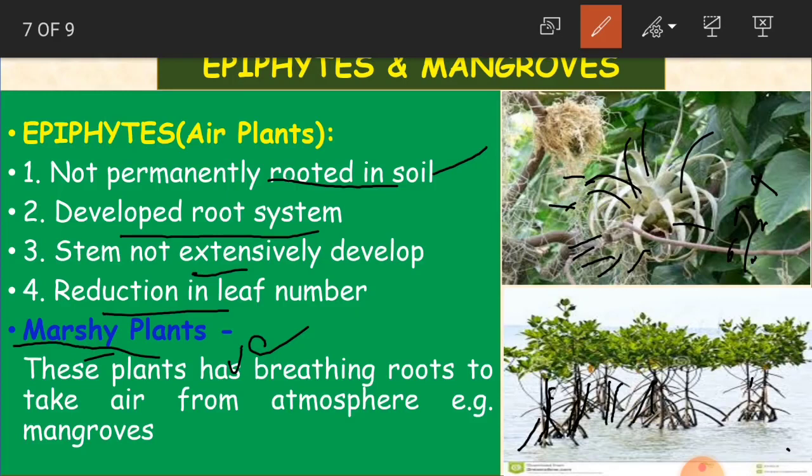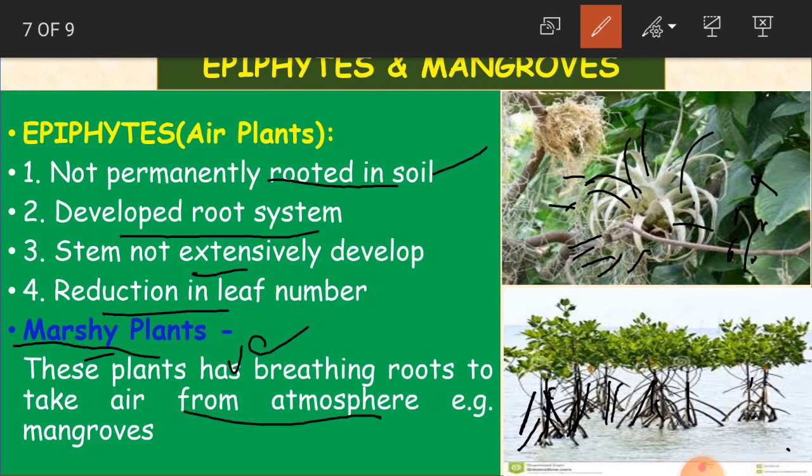So you are able to see this in the picture. These are the roots. And how are they located? They are above the water, above the soil. No, so above the water. Why they are in this place is to breathe, to get air from the atmosphere. As they live on the surface of the water, their roots have developed above the water area or the soil area to get air from the atmosphere.